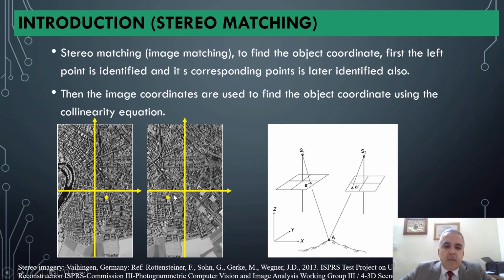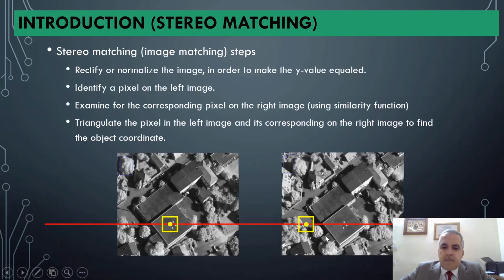If we define the corresponding point and we have the image point, for example, on the left image, then we will be able to measure the x and y coordinate for each point on the image, or image coordinate. Then, by using triangulation, we will be able to find the object coordinate. This is simply the image matching and using the correlation equation.